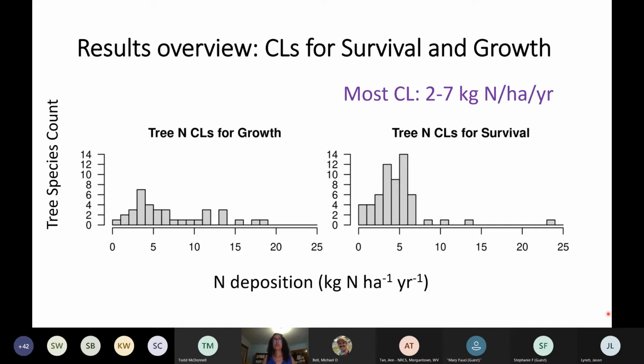But most of the critical loads are in the range from 2 to 7. And for survival, that includes about 90% of the critical loads. And for growth, that includes about 2/3 of them. So looking at this, in spite of my prediction, it looks like the survival critical loads are lower than the growth critical loads. But this isn't on a within species basis. This is them taken together.